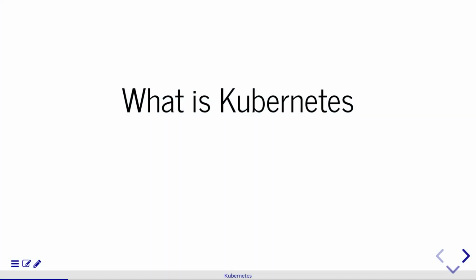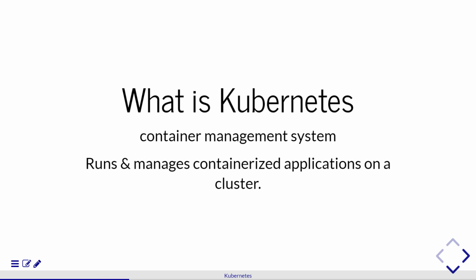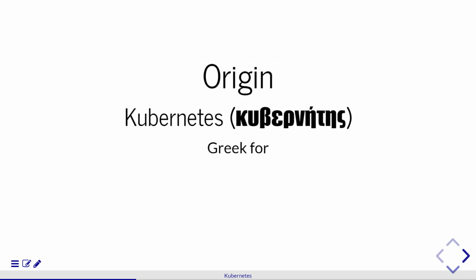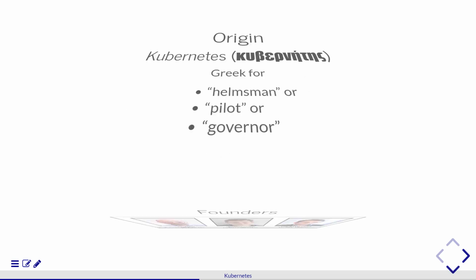What is Kubernetes? Well, a simple definition would be it's called a container management system. And what does it do? It enables you to run and manage containerized applications inside a cluster. Let's see what the origin of the word Kubernetes itself is. It's actually derived from the Greek word that stands for helmsman, pilot, or a governor.